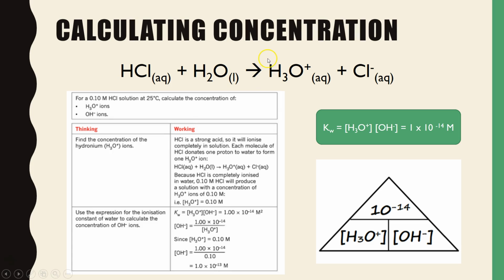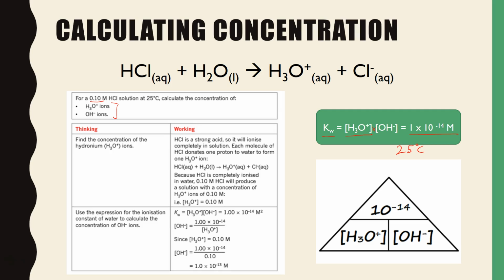Let's do a calculation of pH. First of all, though, we need to start with calculating concentration. So we looked at this formula before, where the constant of water refers to the concentration of hydronium multiplied by the concentration of hydroxide. That will give you 1 by 10 to negative 14 molar at 25 degrees Celsius. So we have a 0.1 molar concentration of hydrochloric acid at 25 degrees Celsius. We wanted to calculate the concentration of hydronium ions and hydroxide.